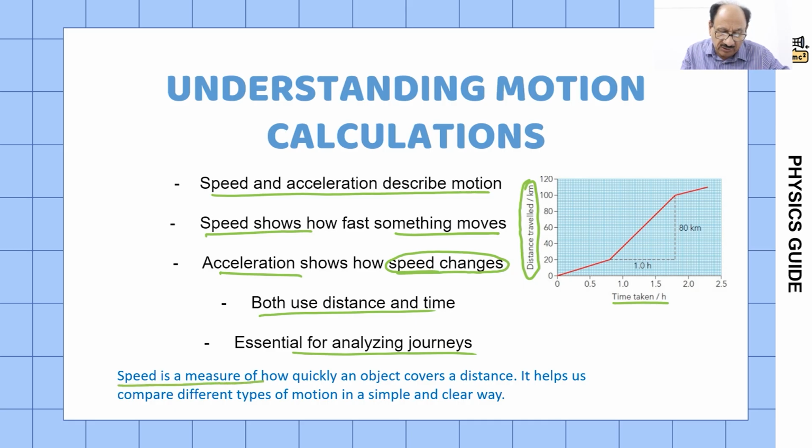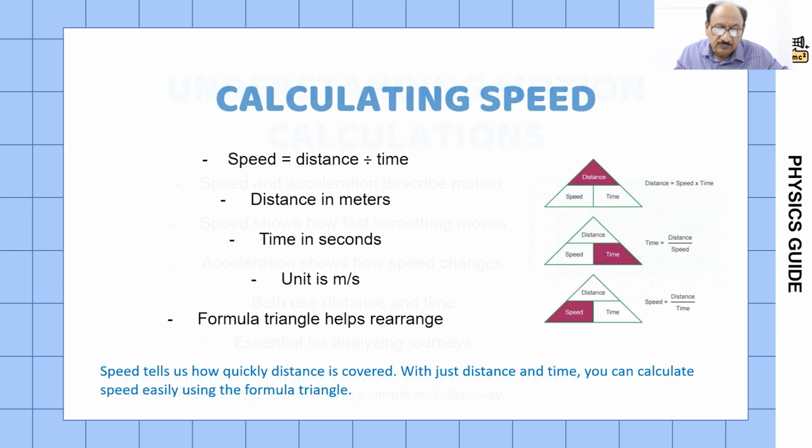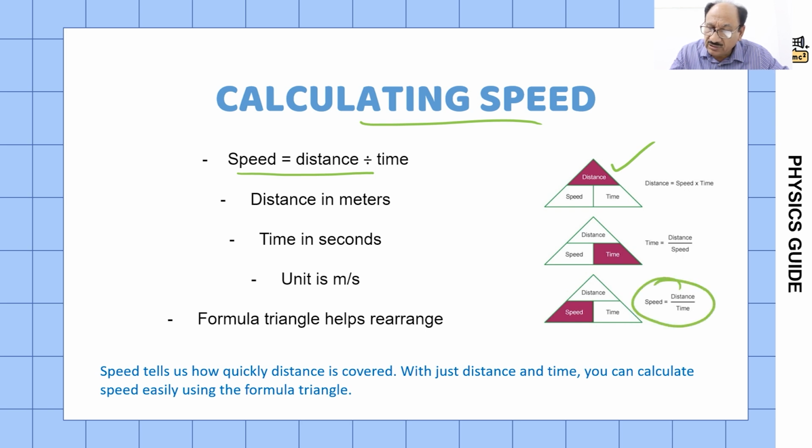So, speed is a measure of how quickly an object covers a distance. It helps us compare different types of motion in a simple and clear way. Now, if we check how we are calculating speed, speed is equal to distance over time, and we can show it in the form of a triangle also. So, speed is equal to distance over time. If we require distance, we will write distance is equal to speed into time, and time will be equal to distance divided by speed.